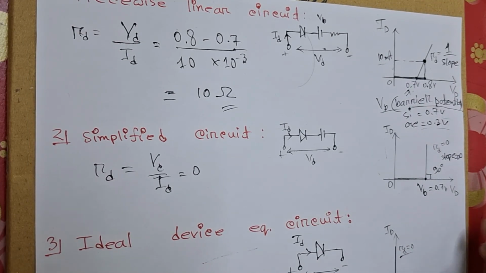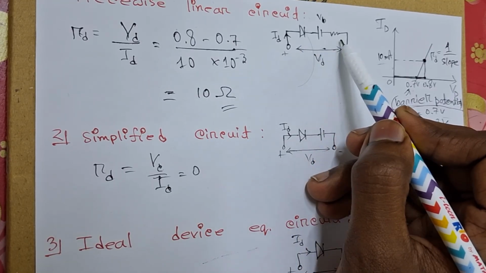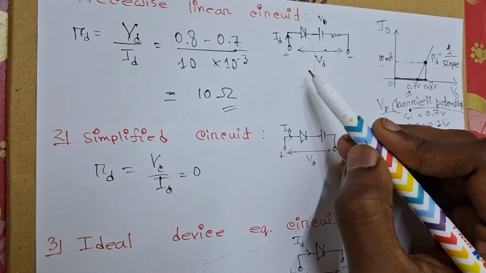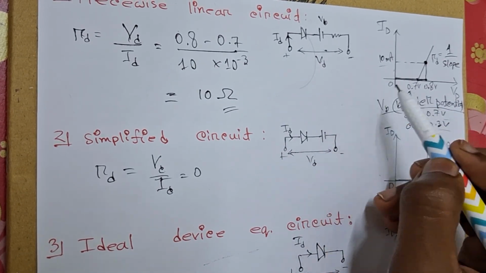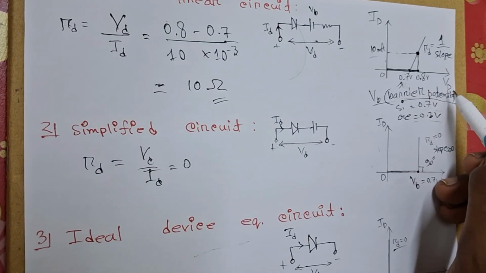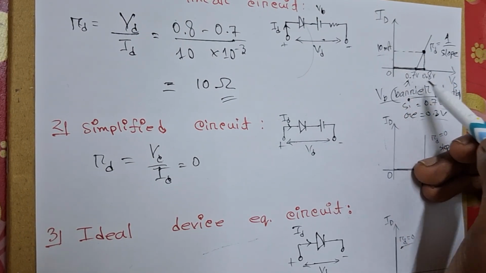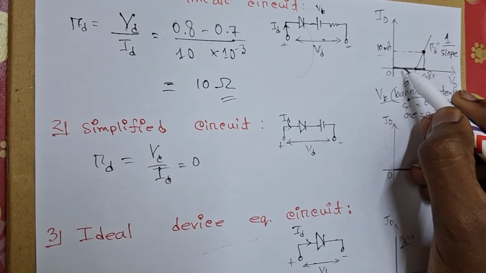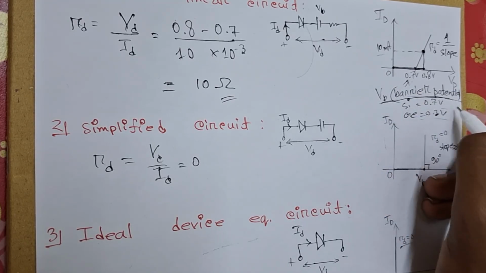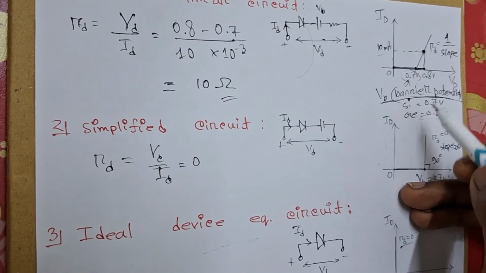The piecewise linear circuit looks something like this. There's a diode, a DC voltage source, and a resistance, all in series, making a linear circuit. If we draw the characteristic graph of this circuit, along the x-axis we have taken the voltage of the diode, and on the y-axis the current passing through the diode. We will not find any current for the voltage from 0 volts up to the barrier potential voltage, which in this case is 0.7, because we are considering it as a silicon diode.